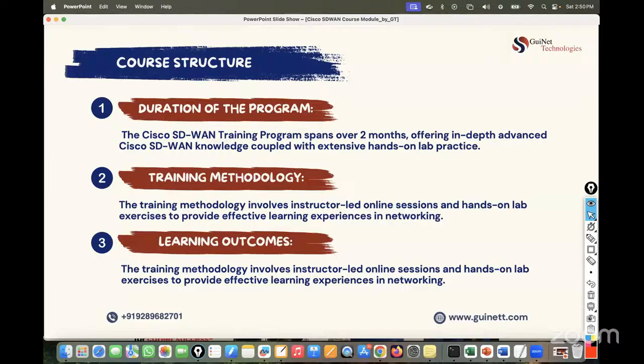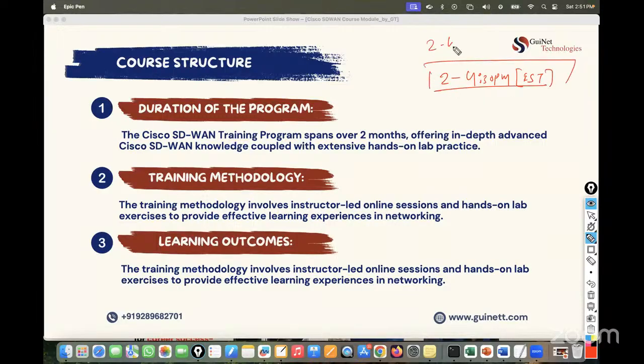Because this class is going to happen on the weekend, the timing is going to be 2 to 4:30 p.m. IST. This is the class timing every day. So basically the time is 2 hours, plus a 30-minute buffer because we have to discuss Q&A, and I have to take a lot of questions. This is going to take almost 2 months. We'll try to finish within 2 months only.